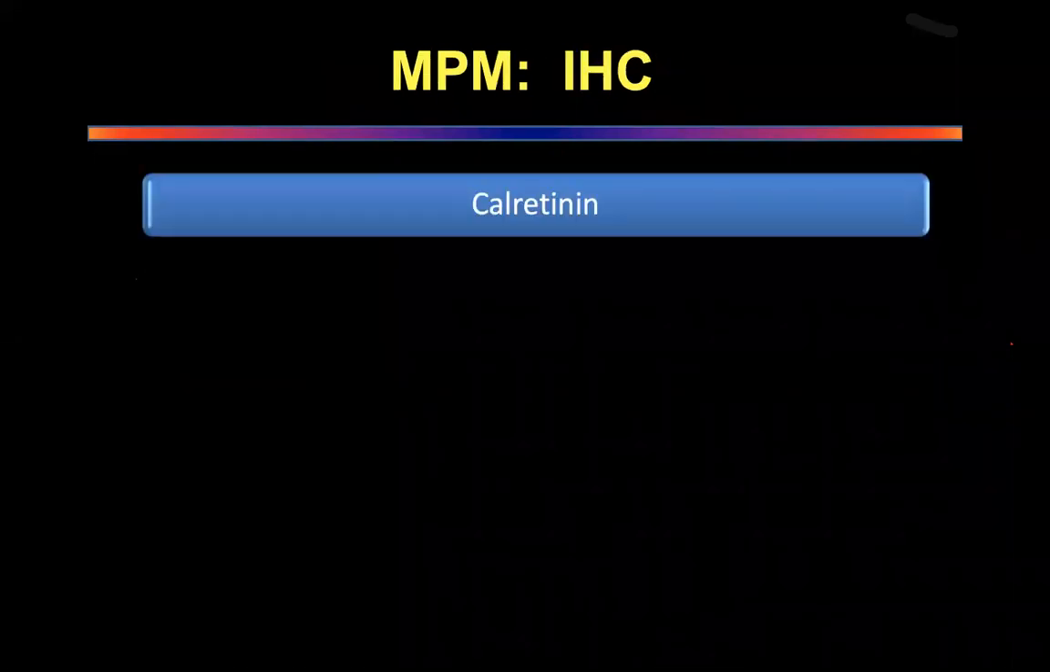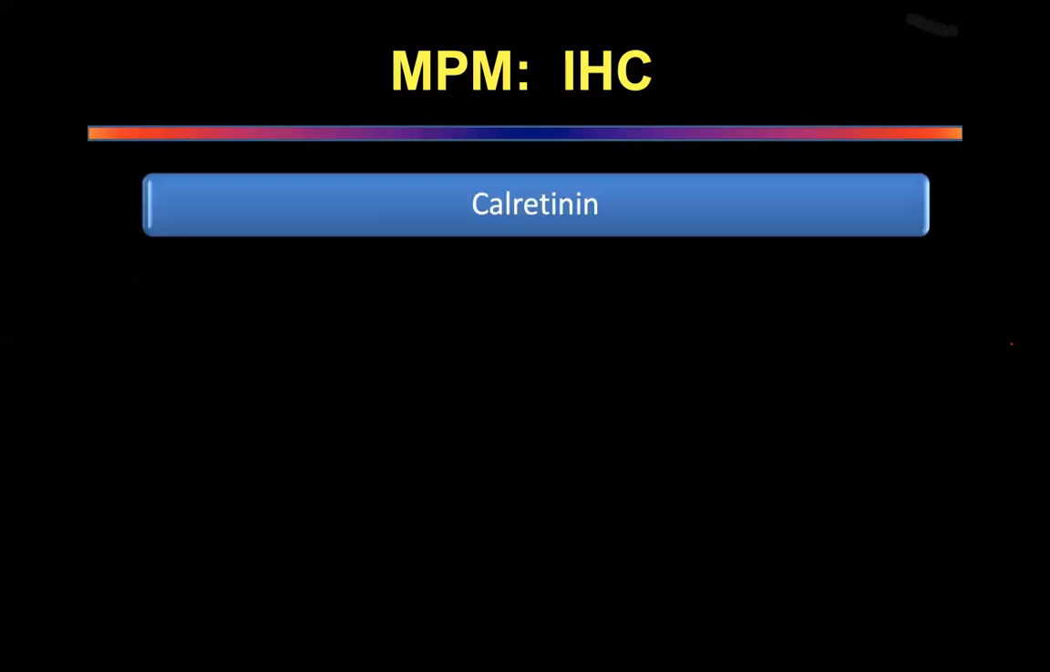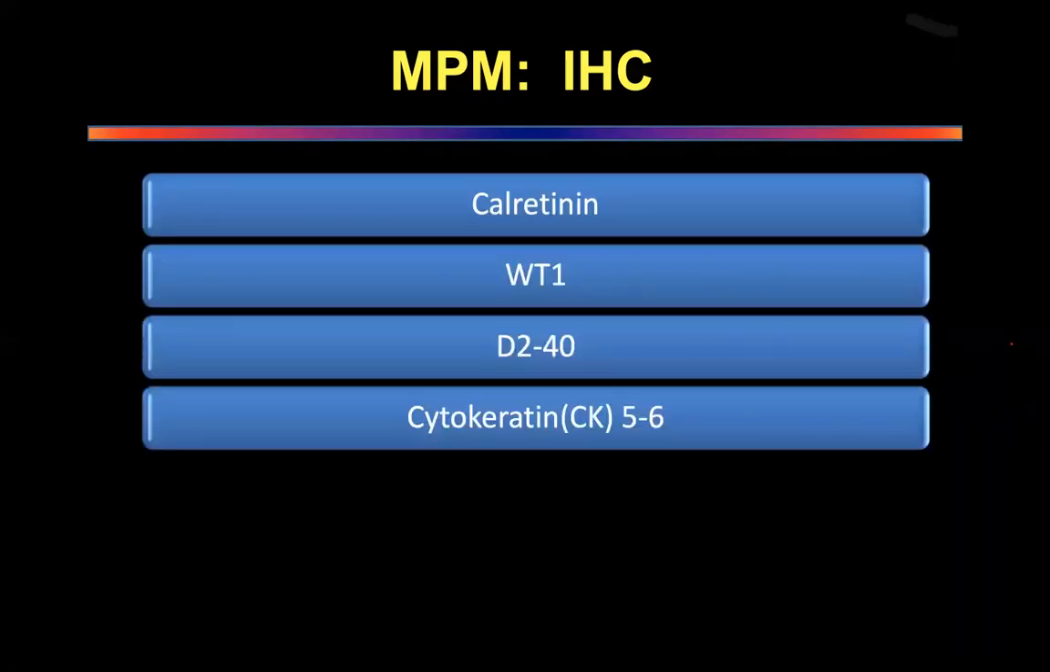Immunohistochemistry. Now, immunohistochemistry is important in mesothelioma, and there are certain markers which are quite specific, which when they come positive, give you more of an indication that this could be a mesothelioma. And the markers are calretinin, WT1, which is Wilms tumor 1, D2-40, and cytokeratin 5-6. A combination of these markers actually tells you whether it's an epithelioid or a sarcomatoid mesothelioma. But these are the markers that are important.